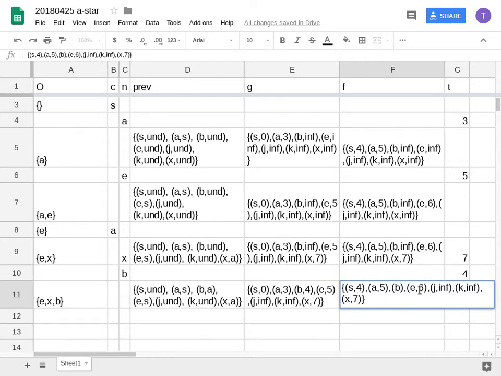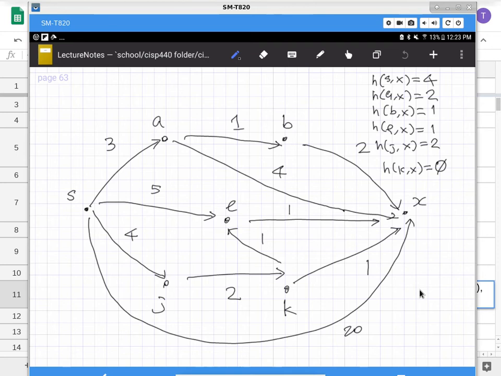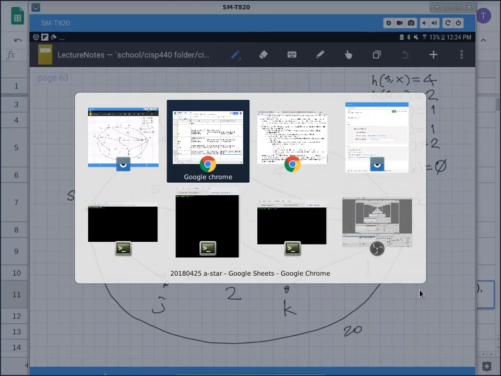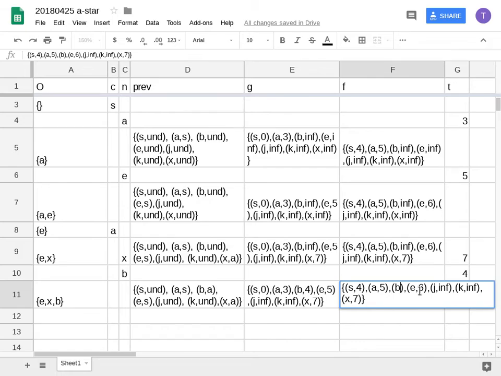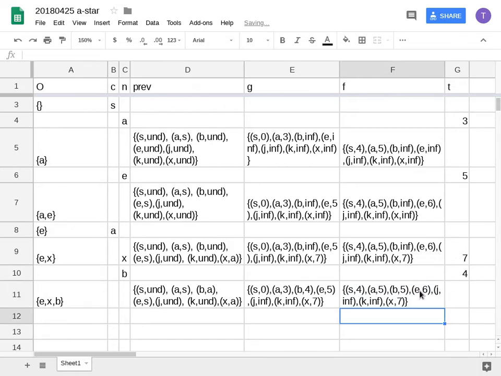Okay, so let's look up the graph and find out what that is. According to this graph, the heuristic from b to x is 1. Okay, it's an underestimate, because the actual distance is 2, but 1 is an underestimate. That's fine. So that's why the f value of b is the g value of b plus 1, so that will make it 5. Do we have any questions about this particular update? Is that all good? Okay.